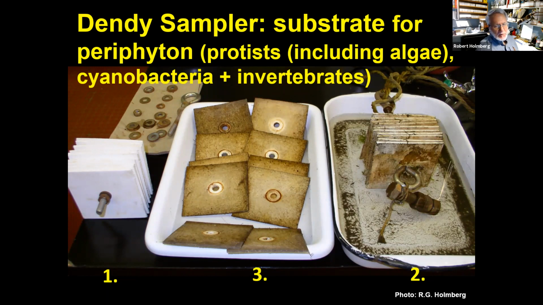Then we go over to the right to number 2. This is one of these Dendy samplers that has been in the water for some time. It's got a weight on the bottom to keep it submerged, and various things like cyanobacteria, algae, various invertebrates will go onto this new habitat. And then you can take it into the lab like in 3 and take it apart and count the organisms or collect the organisms.